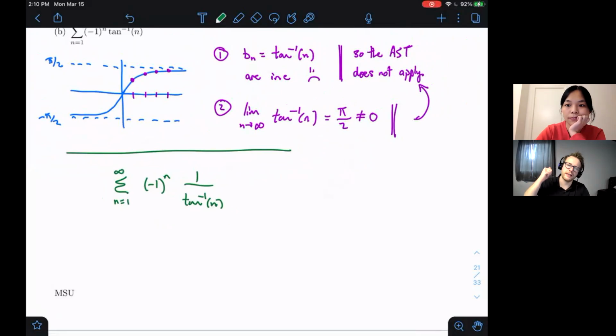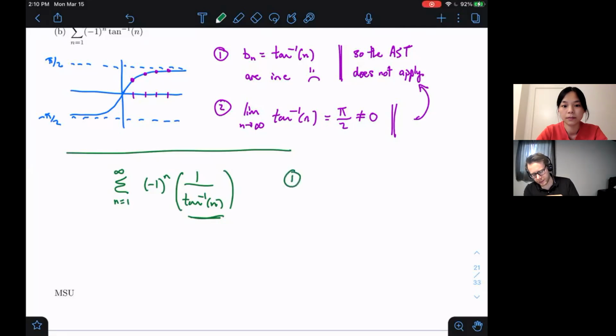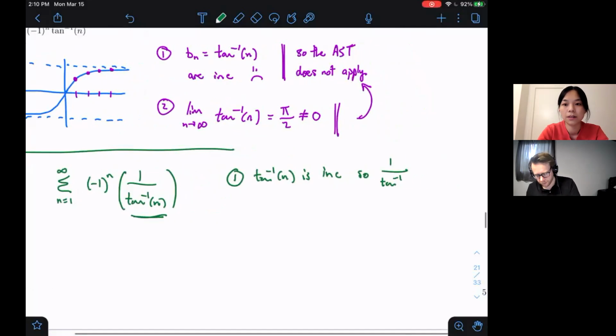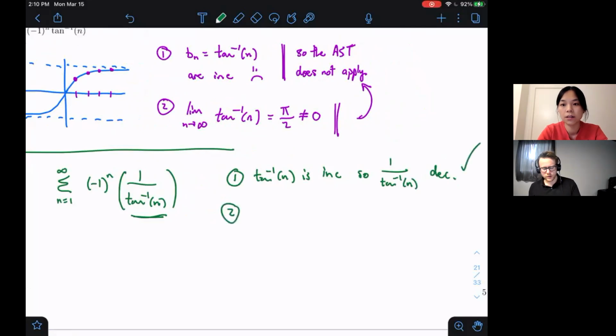Would we say that it is now decreasing? 1 over tangent inverse. If we were to look at our b sub n's for this new case, is this decreasing? And the answer is yes, right? And it's because tangent inverse is increasing. So its reciprocal, 1 over tangent inverse, is indeed decreasing. So yes, that works out. Excellent. And then we move on to number 2, right?